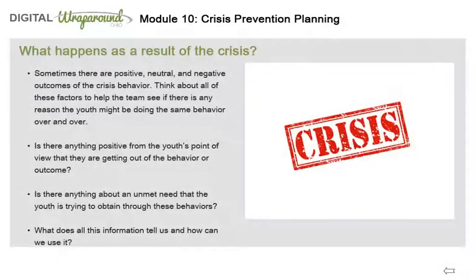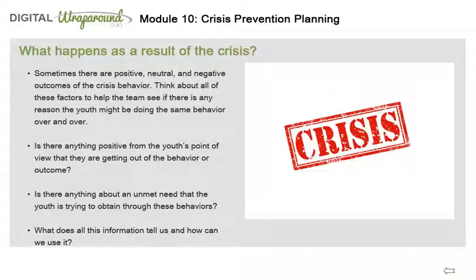The next question to ask your team is to understand the positive and negative consequences of the crises. It could be positive to the youth in terms of getting out of class, not having to finish chores, or getting one-on-one attention from a parent. It is also important to recognize the negative and neutral outcomes, such as the police being called, loss of financial resources to the family, fractured relationships, or having a consequence from a parent.